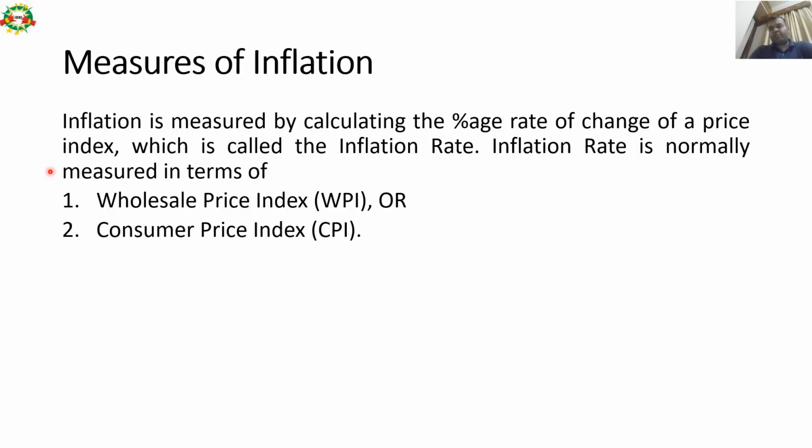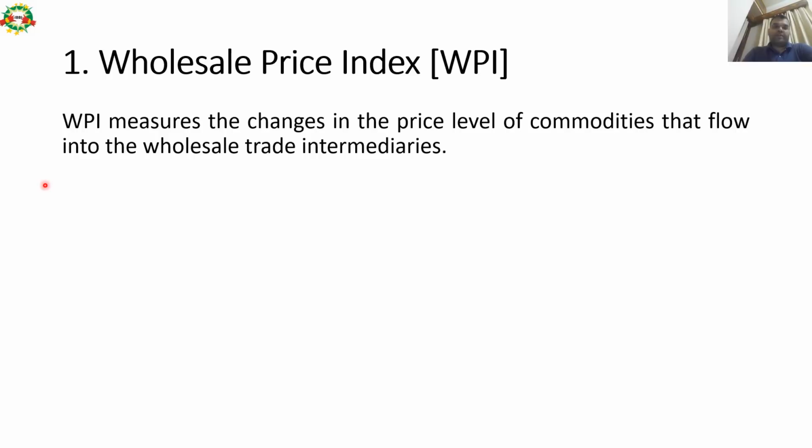Inflation is measured by calculating the percentage rate of change of a price index, which is also called the inflation rate. So the inflation rate is normally measured in terms of WPI, the Wholesale Price Index, and the Consumer Price Index, CPI. Let us see each one of them individually. The Wholesale Price Index measures the changes in price level of commodities that flow into the wholesale trade intermediaries.